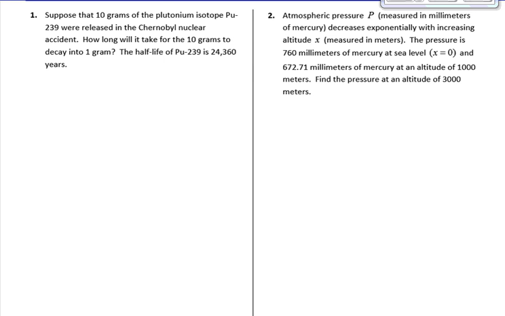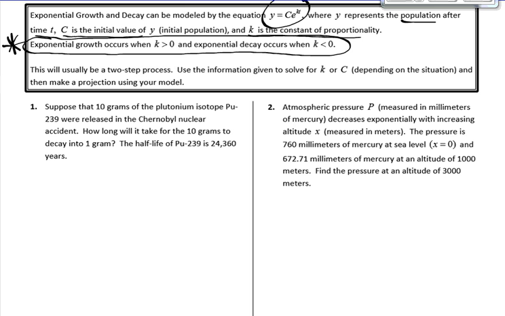Okay, so what you have to do here, and I put here, this will usually be a two-step process. You're going to have to use the information given to solve for your constant, and then make a projection using your model. All right, so we know that 10 grams was released. We want to know when it decays to 1 gram. We're not going to use that information yet. Our first information that we're going to use is this half-life.